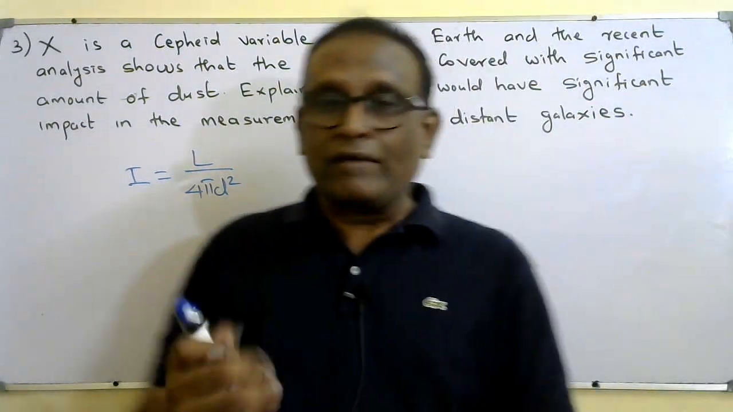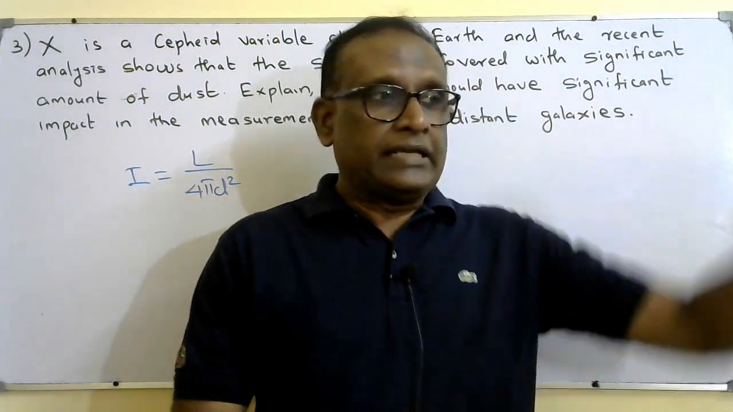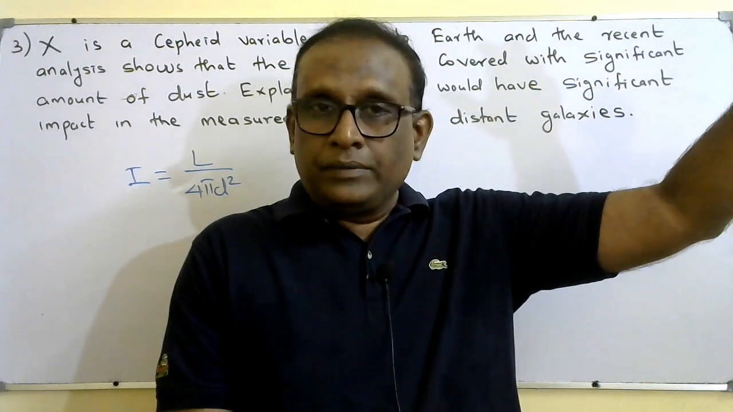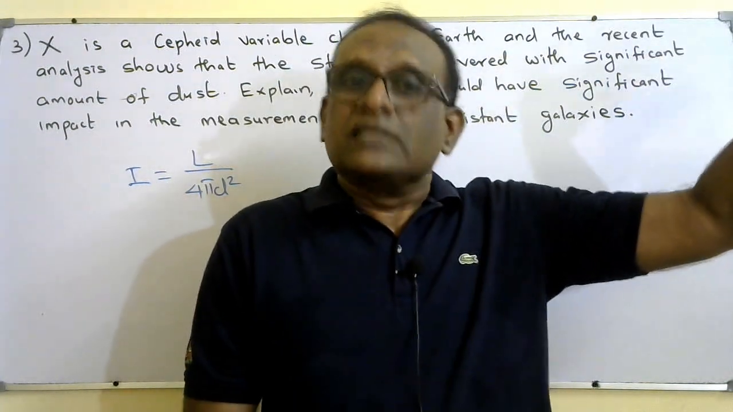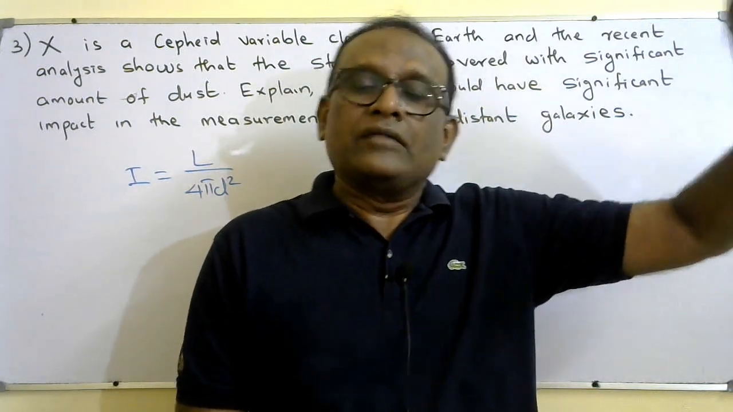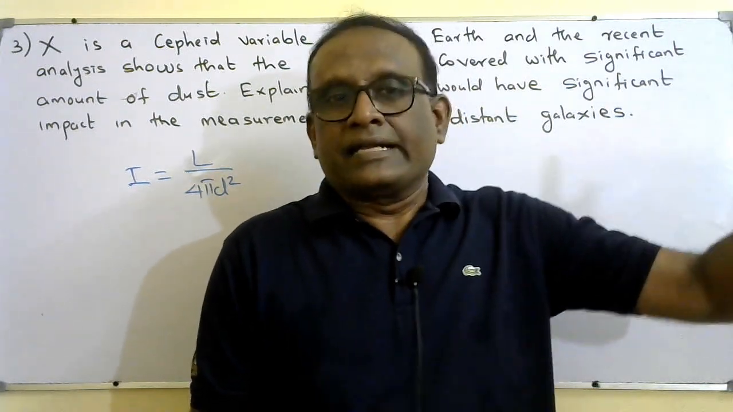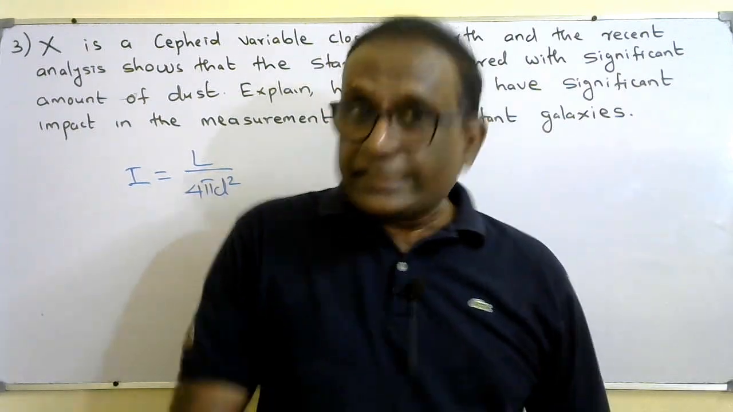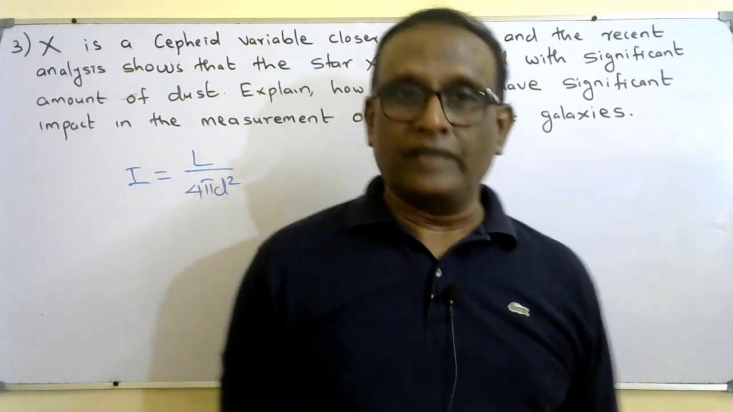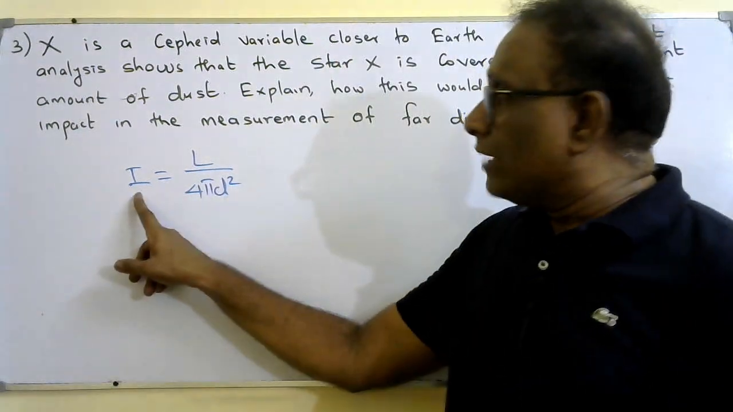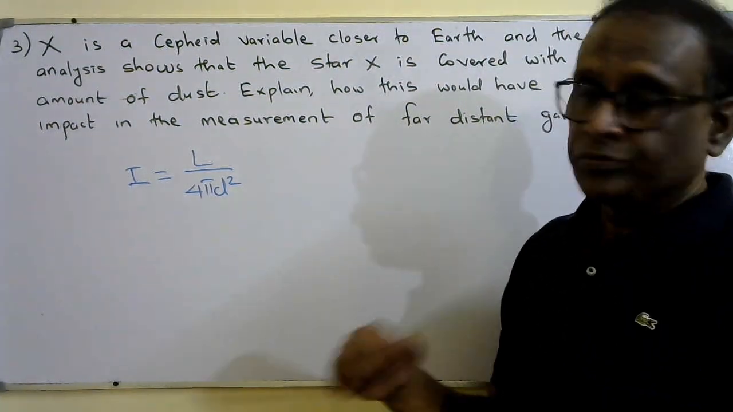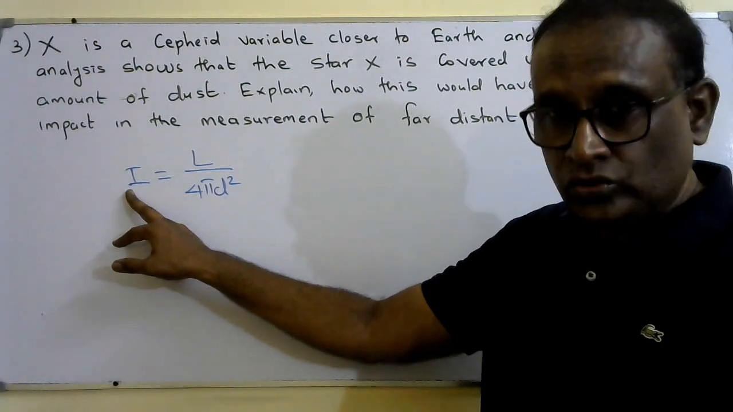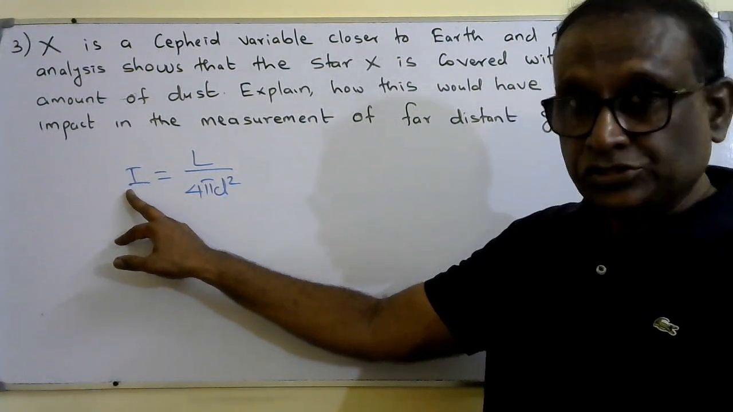For example, if you have a light meter at school, keep the light meter in front of a bulb, you will get a particular intensity. Cover the bulb with some transparent tissue paper or something like that, and now measure the intensity, you will get a lower value. So the intensity we are measuring now is lower than the actual value.